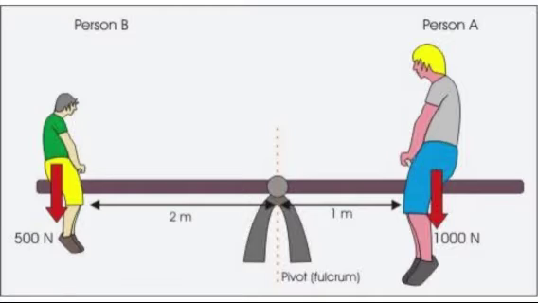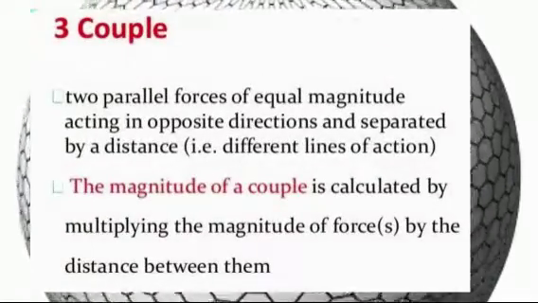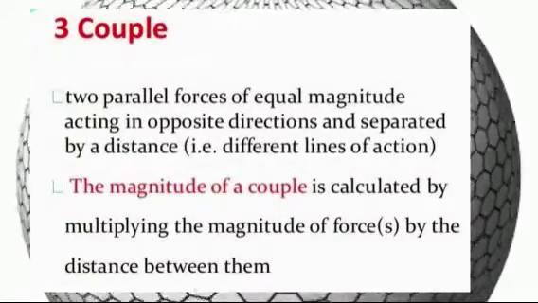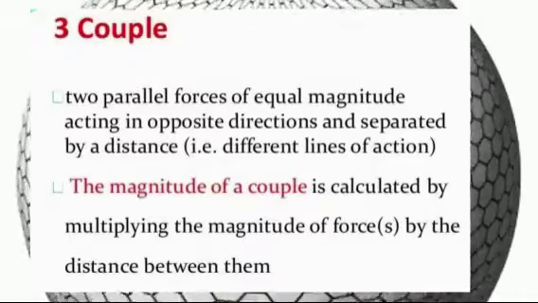This is also another example. The size of the man in this case can still balance the size of the boy because of the perpendicular distance ratio between the clockwise and anticlockwise moment acting on the bar.